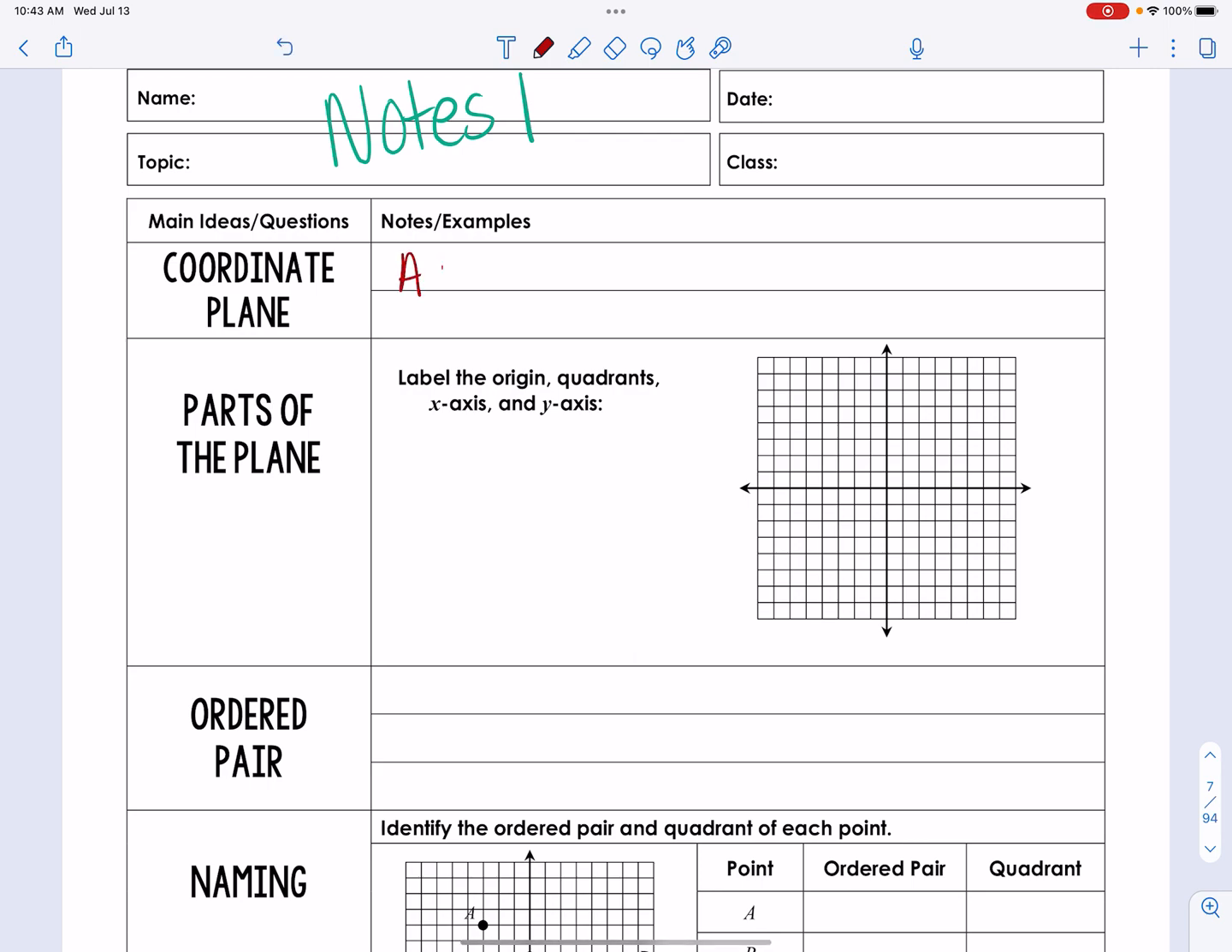A coordinate plane is a plane divided into 4 regions used for, why did I say fro? Some days English, for graphing. Okay, so I would like you to take a second and label the origin, the quadrants, the x and the y-axis. So just take a second and do that.